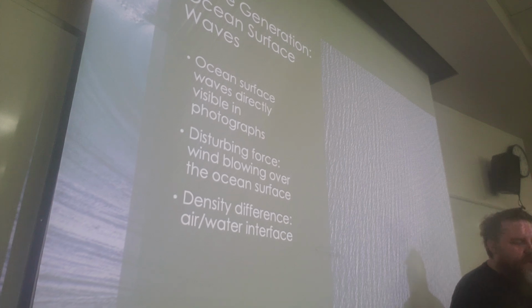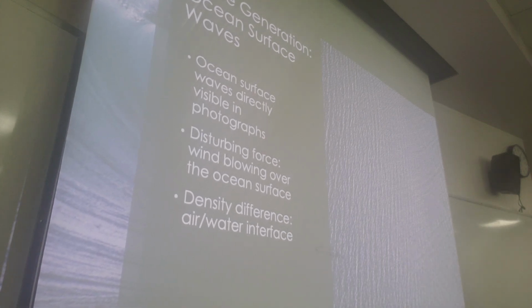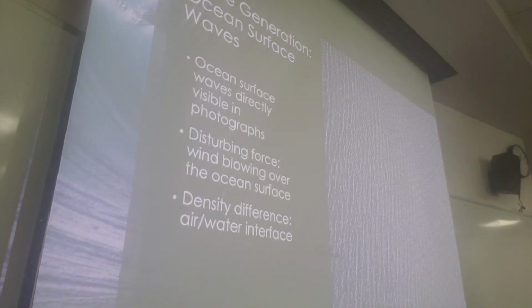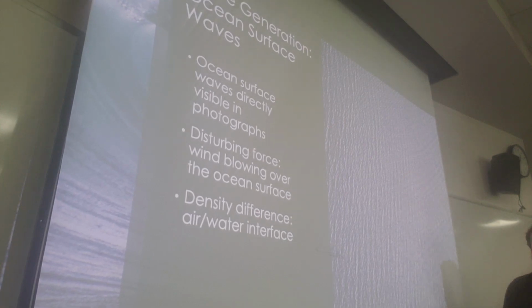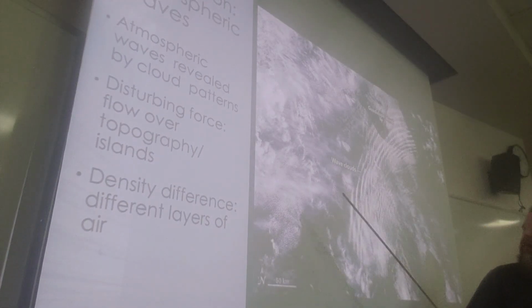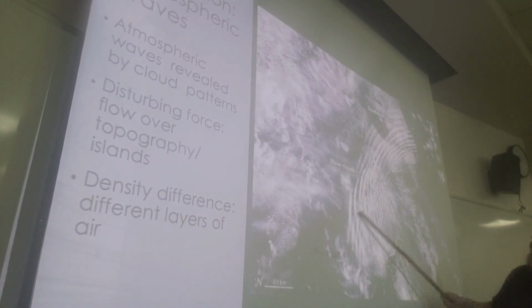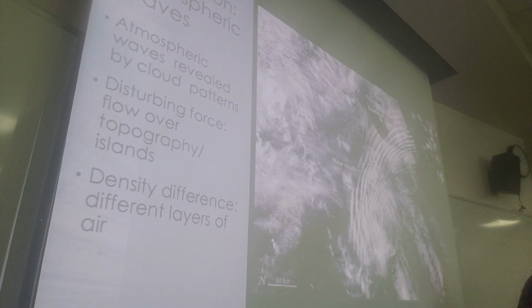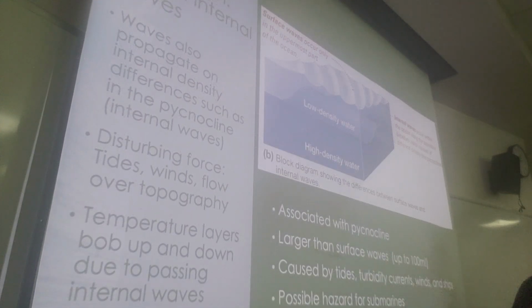Okay, so we talked about waves. In the wave course, we talked about various examples of where waves happen in the climate system. This is an example of surface ocean waves. We also said they can happen in the atmosphere, so these are wave fronts and cloud patterns, and that they can happen between different layers of water.